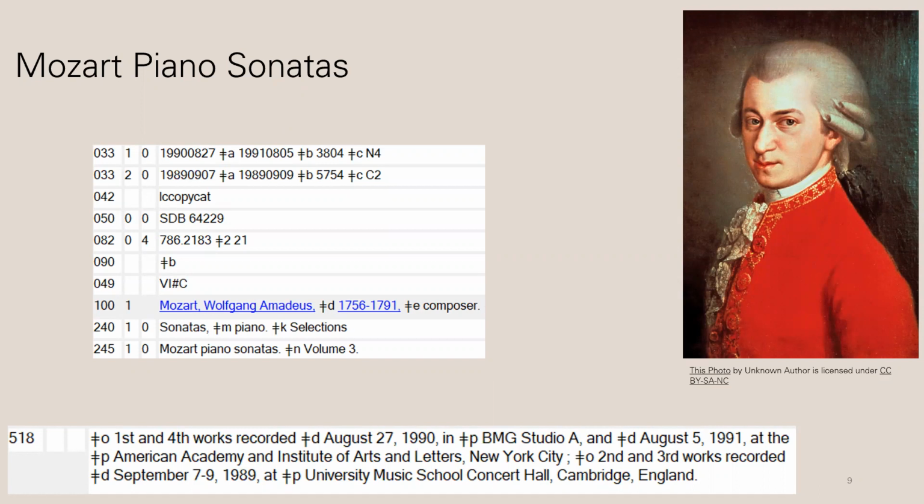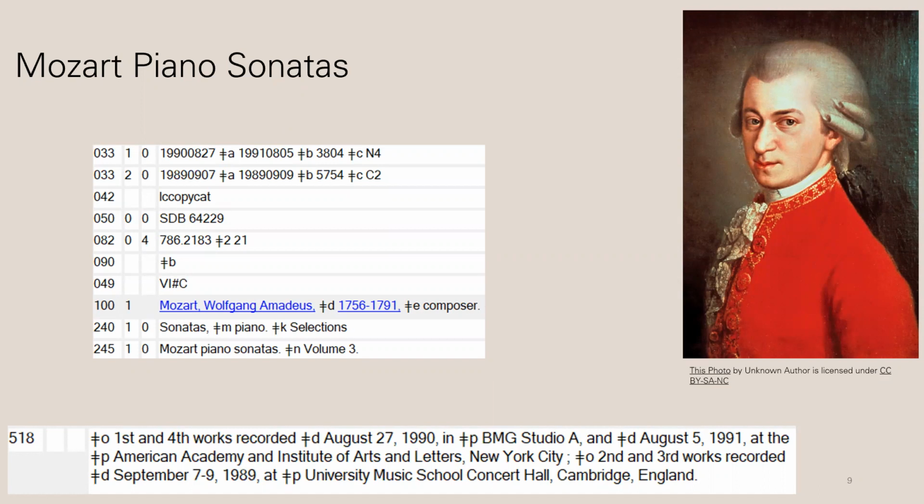Notice that there are 2 033 fields. The first 033 field has 1 as the first indicator, which means there are multiple single dates, 19900827, or August 27th, 1990, and 19910805, or August 5th, 1991. The second indicator 0 is the capture date or information about the recording of sound, the filming of images, or the production or creation of an item. And subfield A is the formatted date time in year, month, day format.